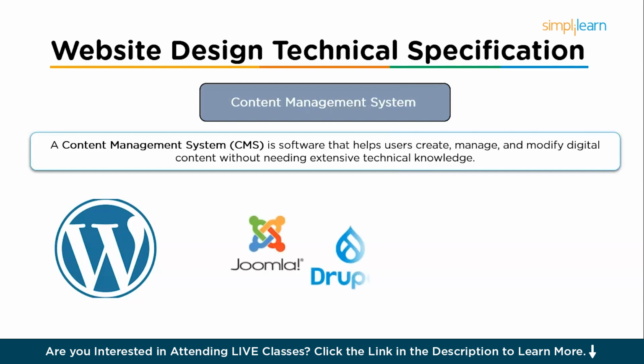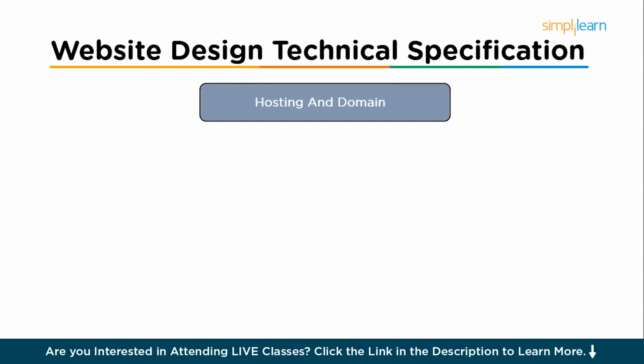The second one is Joomla and Drupal. These CMS platforms are best for complex websites and offer flexibility in terms of customization. The third one is custom-built CMS. Some websites require a unique CMS tailored to their specific needs. This often involves more complex backend programming. The third one is hosting and domain.